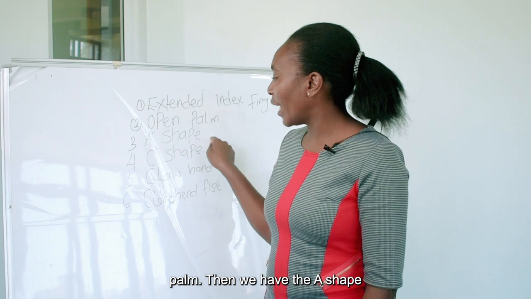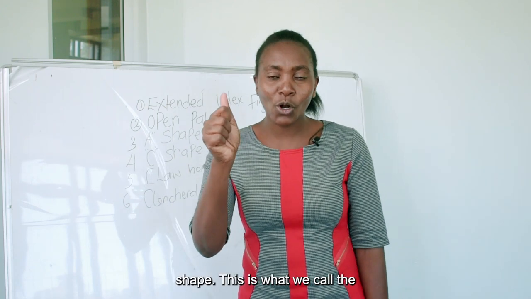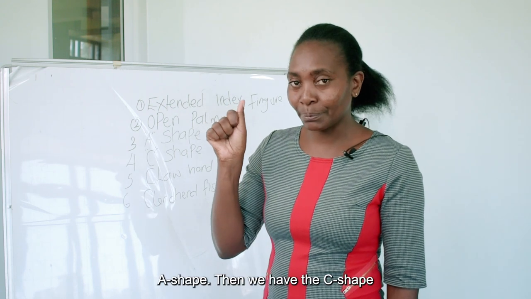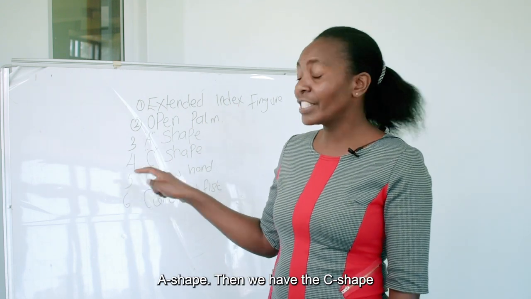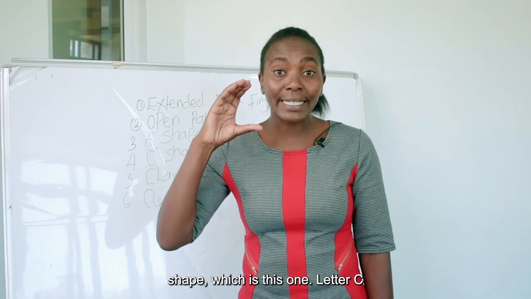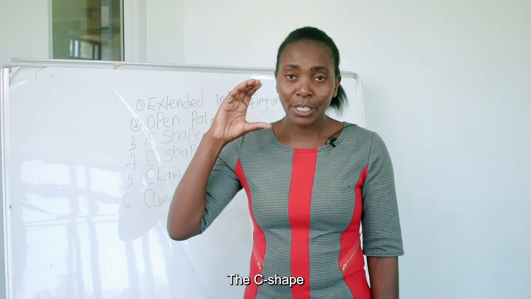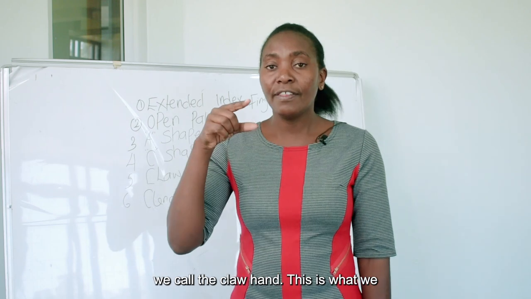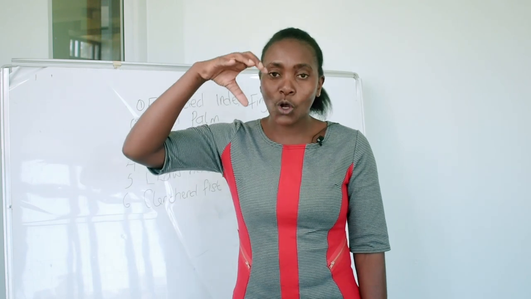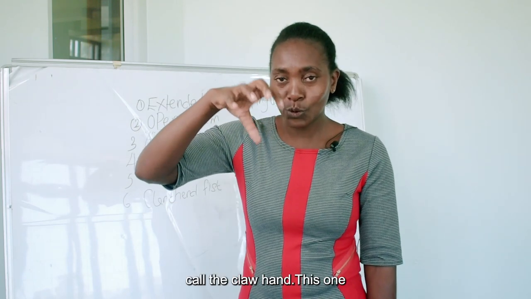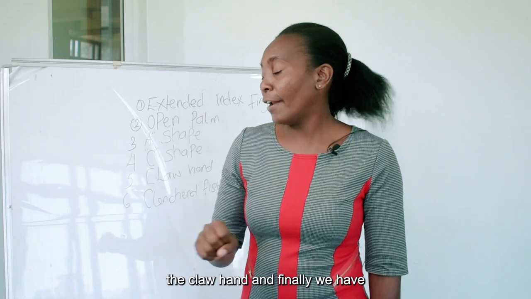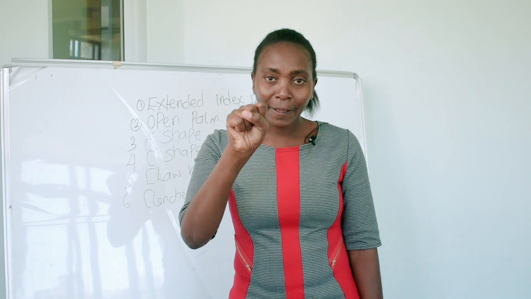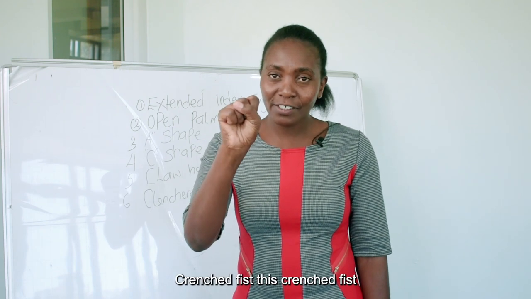Then we have the A shape. This is what we call the A shape. Then we have the C shape, which is this one. Then we have what we call the claw hand. This one, the claw hand. And finally, we have the clenched fist, which is this one. This clenched fist.